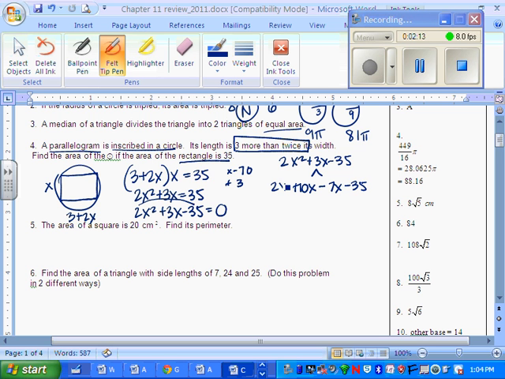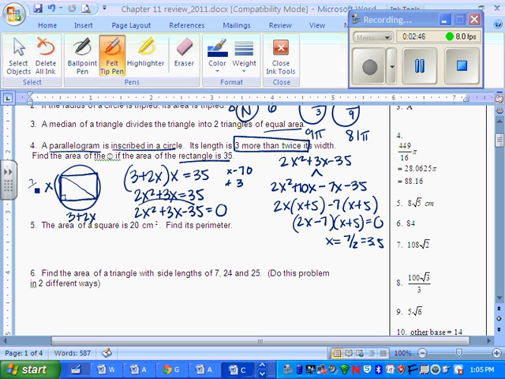And I factor by grouping, and I end up getting 2x(x plus 5) negative 7(x plus 5). So I have (2x minus 7)(x plus 5). Cannot have a negative 5, so I'm going to get 7 halves, which is 3.5. Okay, and what I just found was my width right here. I can divide the rectangle to use the Pythagorean theorem, which I will do.